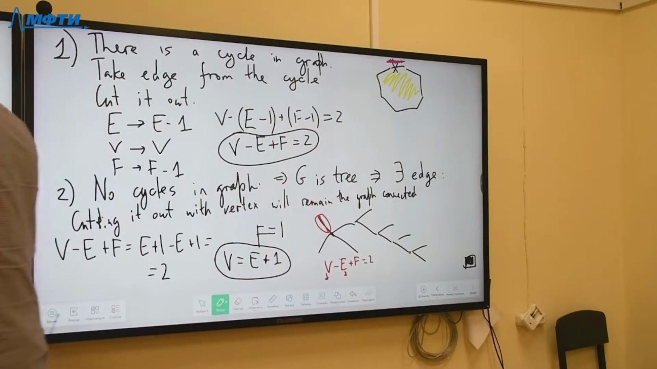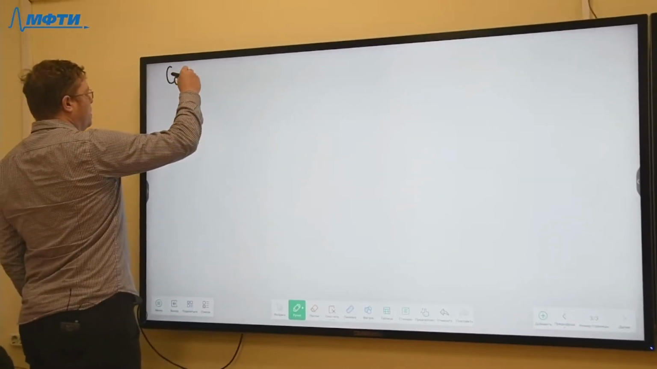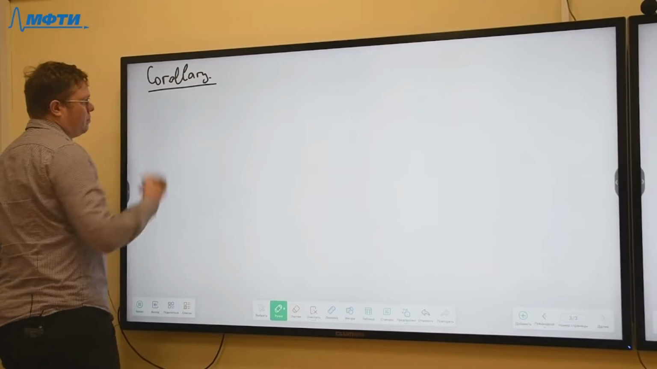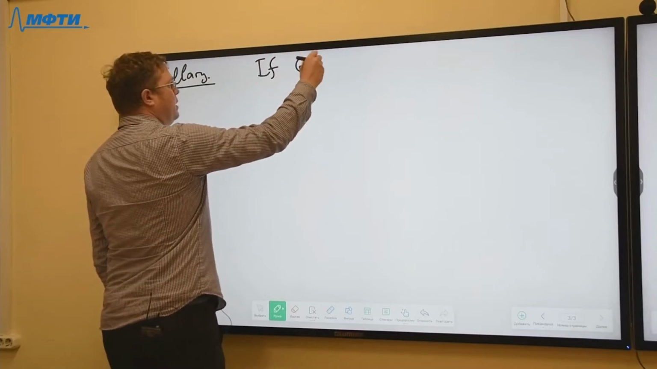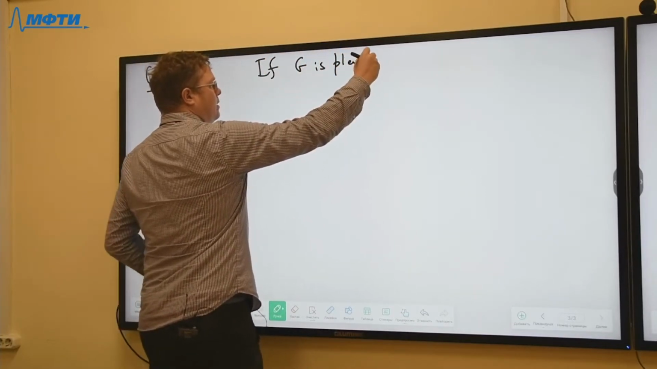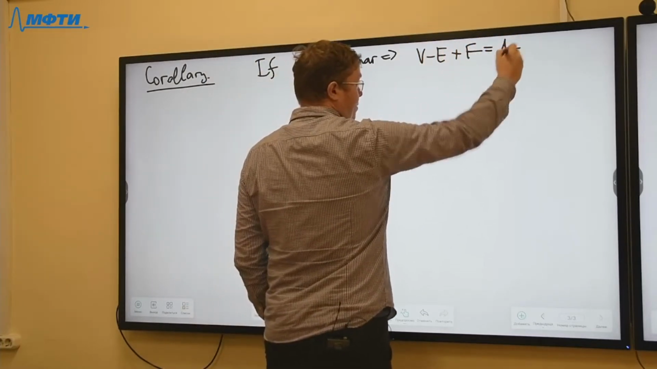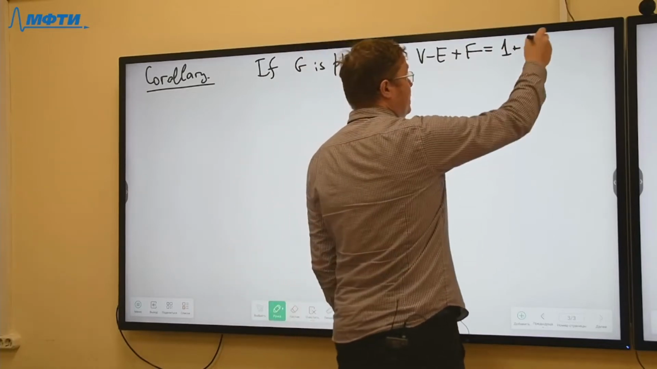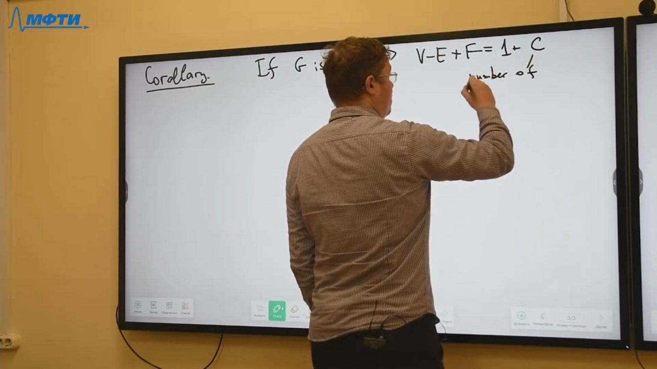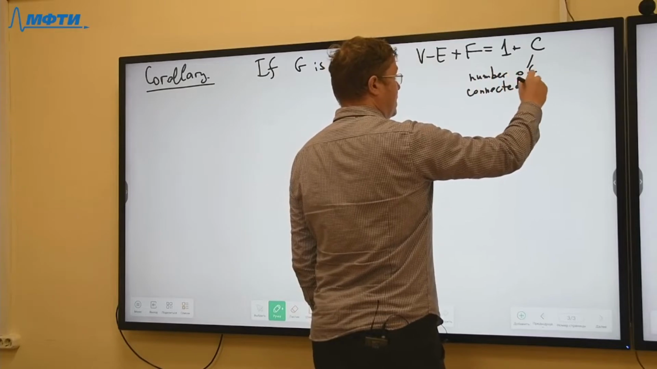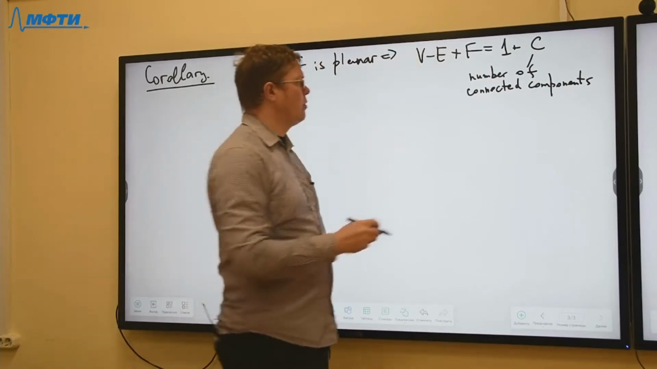Okay, so this is the easiest version of the theorem. Of course, we can prove the more general one. So what happens if the graph G is not connected? If G is planar, then the following equality holds: V minus E plus F is 1 plus C, where C is the number of connected components of the graph.